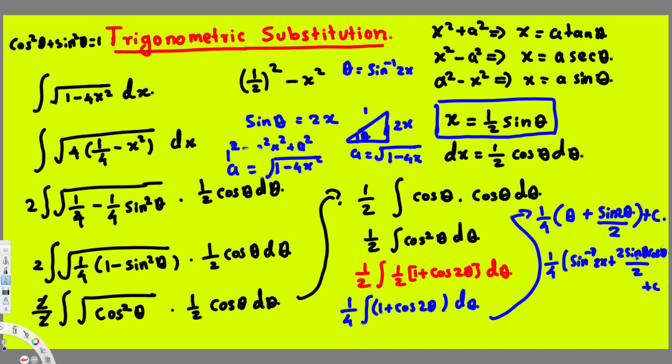Now we know that this 2 cancels. Now let's see what we get. We have 1 over 4 common, and sin inverse 2x, and then we have sin theta. Sin theta, we already know that's 2x, so we can plug 2x right here. And cos theta is going to be adjacent over hypotenuse. Adjacent is the square root of 1 minus 4x squared, and hypotenuse is 1, so we don't have to write that one. So this is it, plus constant.